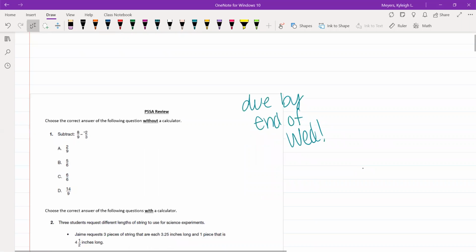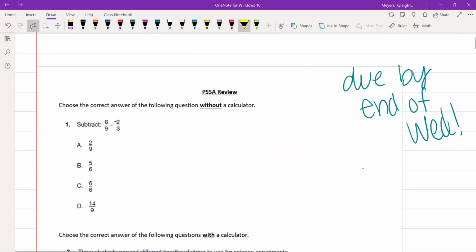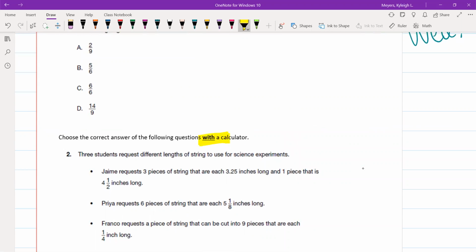Okay. We're going to do the same thing. We're going to highlight some things here. I'm going to try not to take a long time. So number 1 is without a calculator. Starting with question 2, you can use a calculator. Okay, so just make sure at question 1 you're not using your calculator. Yes, this is also graded. You're going to want to try your best on these.